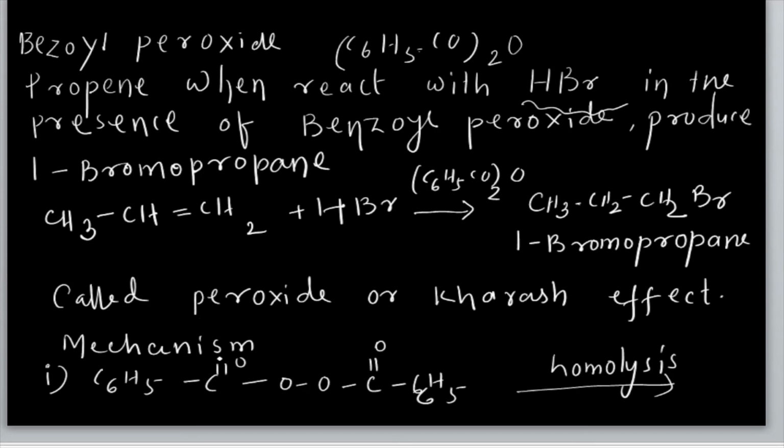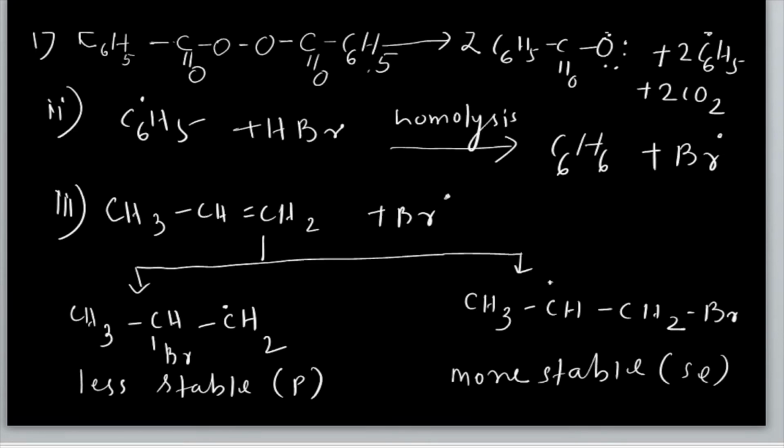Then come to the mechanism. Now you can see this is the long structure where homolysis takes place. What do we mean by homolysis? It will divide in the middle. Homo means half division takes place, so it is called homolysis. And in homolysis, what is the result? It gives radicals. Very important.